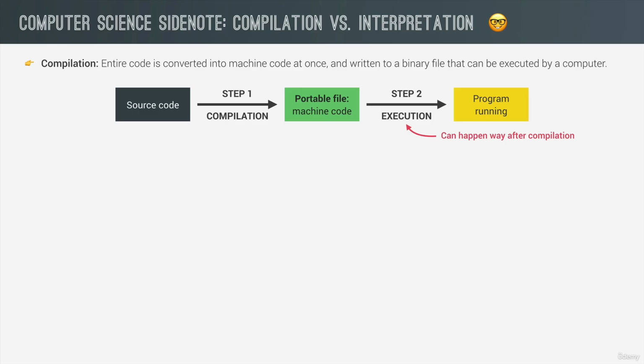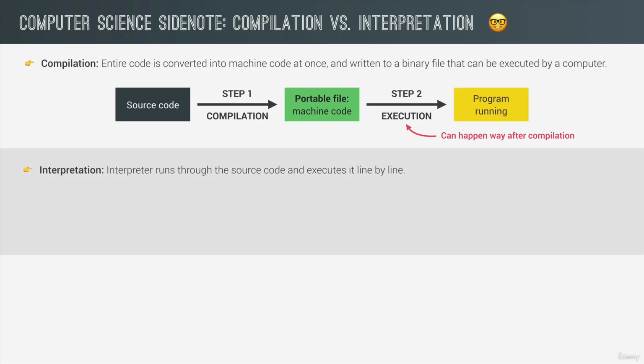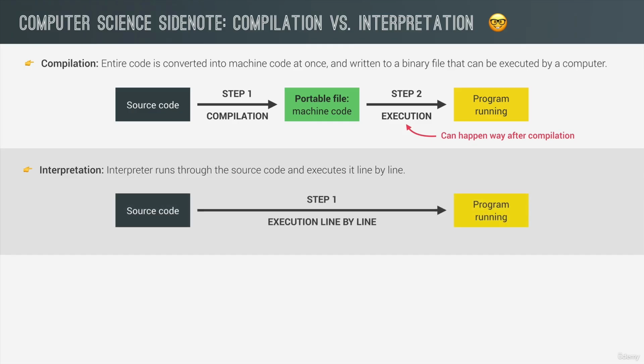Now, on the other hand, in interpretation, there is an interpreter which runs through the source code and executes it line by line. So here we do not have the same two steps as before. Instead, the code is read and executed all at the same time. Of course, the source code still needs to be converted into machine code, but it simply happens right before it's executed and not ahead of time. Now, JavaScript used to be a purely interpreted language, but the problem with interpreted languages is that they are much slower than compiled languages.